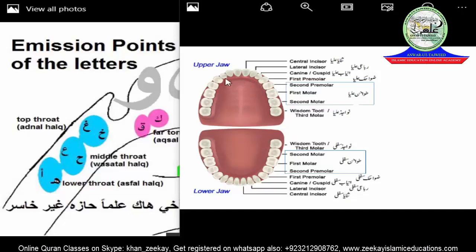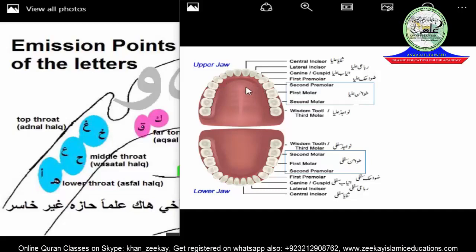And letter ra is pronounced with the part of the palate which is in between Thanaya Ulya and Rubai Ulya, which are the central incisors and lateral incisors. So this part is for ra, this part is for noon, and this part is for lam.